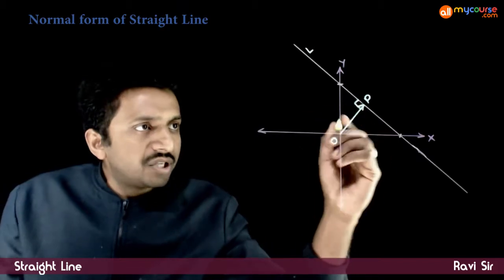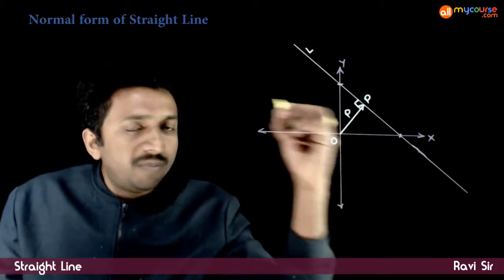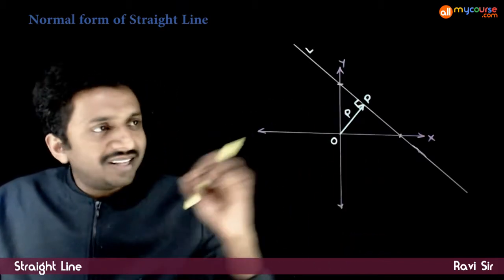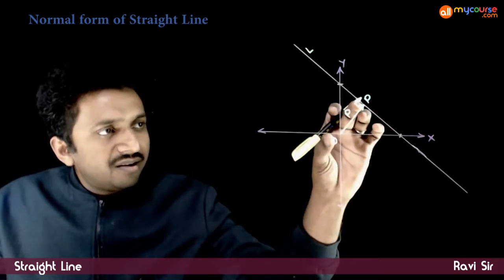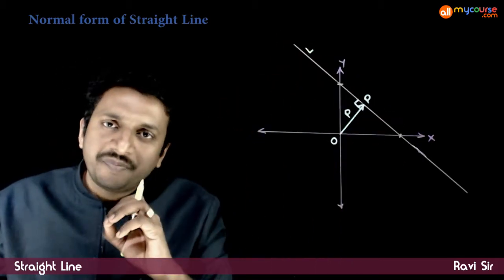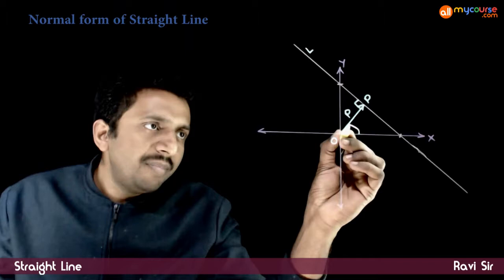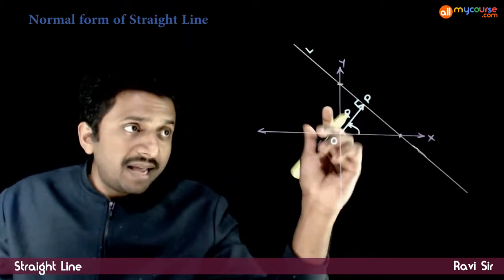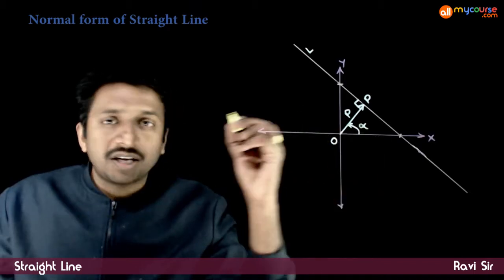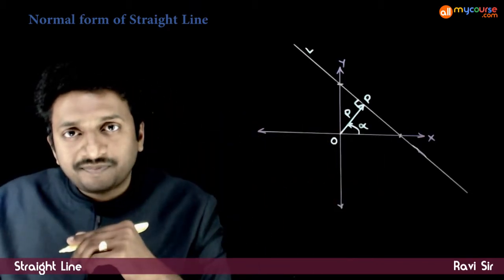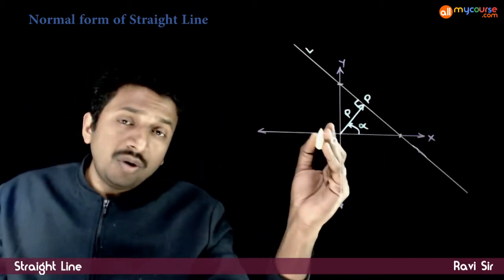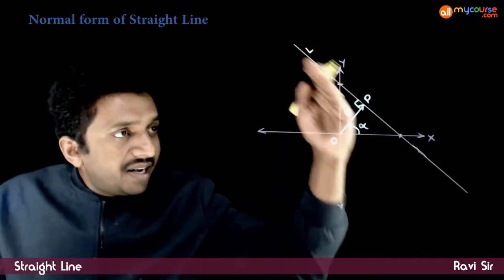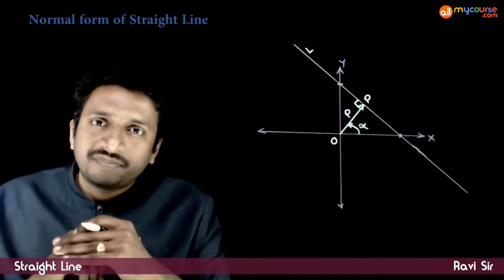The length of this normal will be given to you. That is, the distance of this line from the origin will be given to you. And the angle made by the normal with the positive direction of x-axis will be given to you. So if these two pieces of information are given, can you find the equation of this line? That's the question.